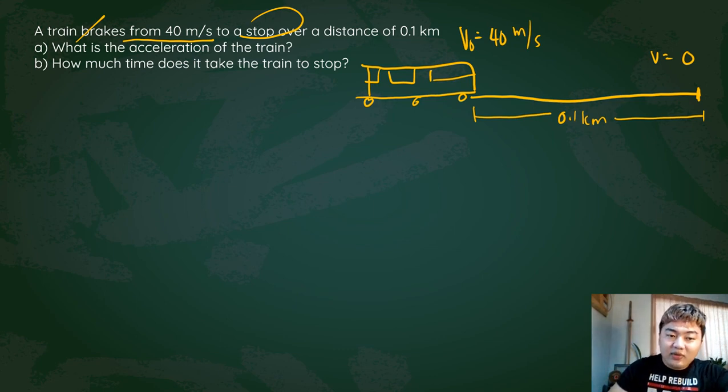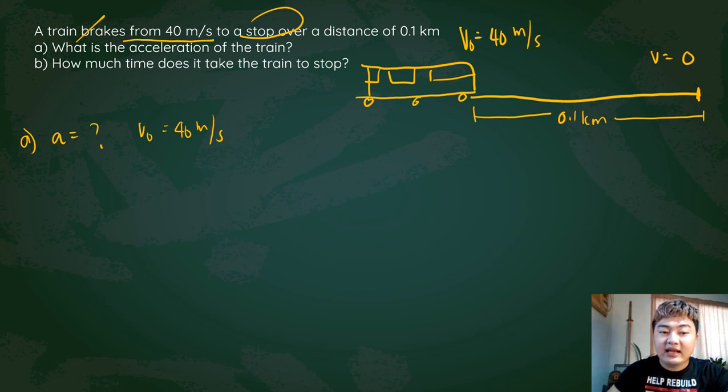Now, the question is, what is the acceleration of the train? For letter A, what is the acceleration? Now, what are our given values? Our given values are, of course, your initial velocity, which is 40 meters per second. And then you have the velocity, which is 0, or your final velocity. And then you have your displacement, or your position, which is 0.1 kilometers.